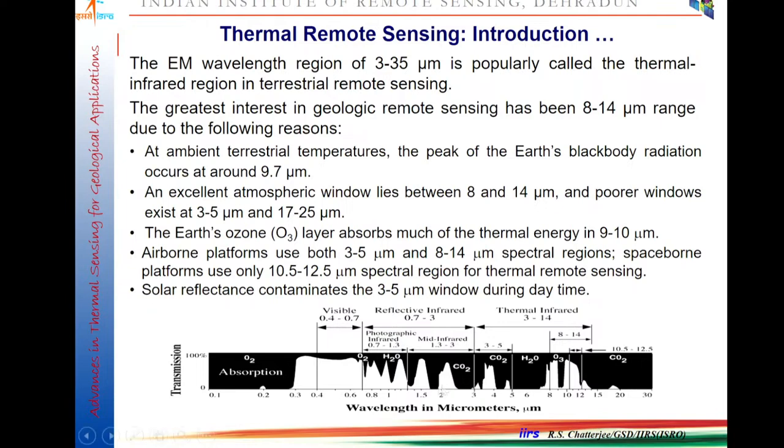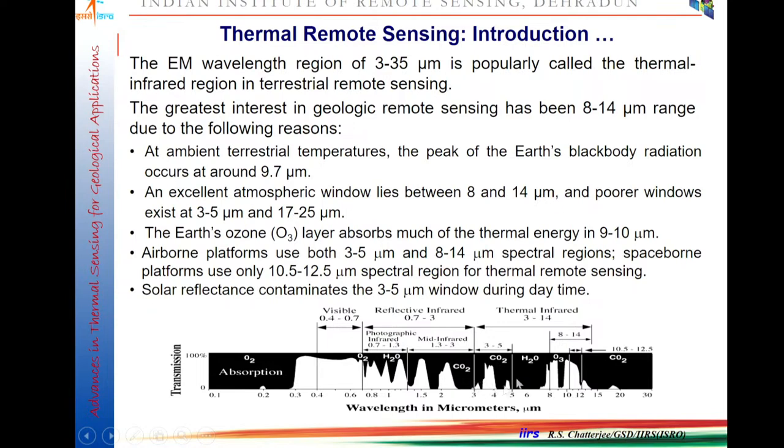And see here that because of the ozone layer, in satellite-based thermal remote sensing, we cannot use this 9 to 10 micrometer. So we prefer to use 10.5 to 12.5 micrometer. This is the range we use for spaceborne thermal remote sensing. Whereas for airborne, there is no question of the ozone layer because it is much below the ozone layer.